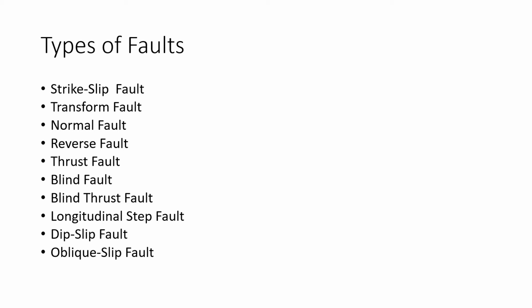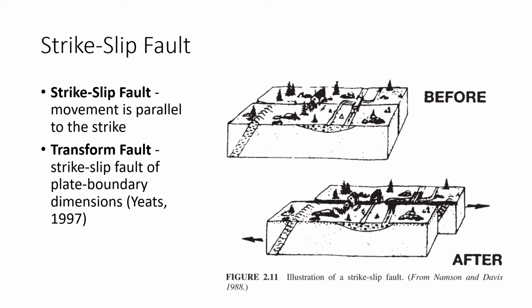Now we have different types of faults, as listed below. Now let's discuss them one by one. You have your strike-slip fault, which, as you can see in the figure, all right, has a movement that is parallel to your strike. So this is your before, and after the movement, your landmass has displaced parallel to the fault trace. Now, just to clarify, a transform fault is essentially just a strike-slip fault that is humongous, in the size of plate boundary dimensions. So we're talking here about hundreds to thousands of kilometers in length.